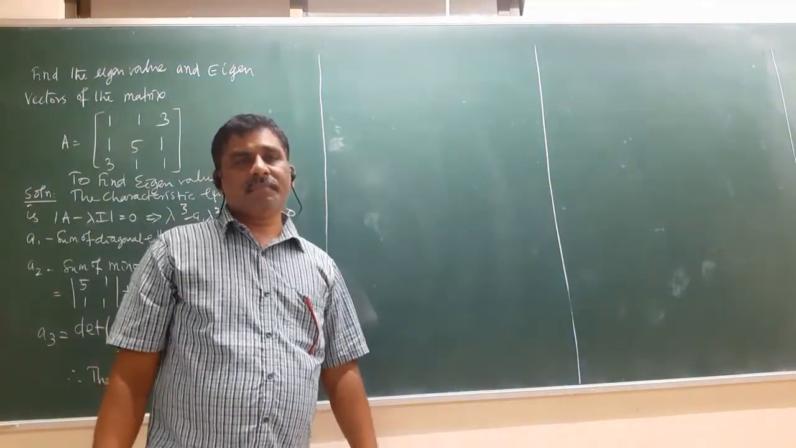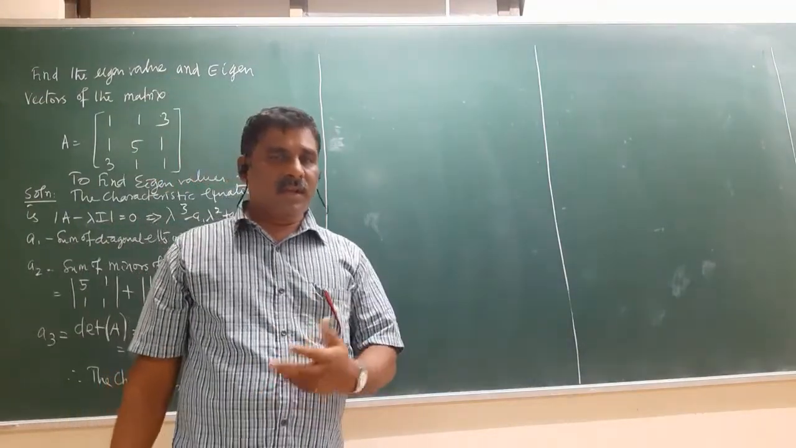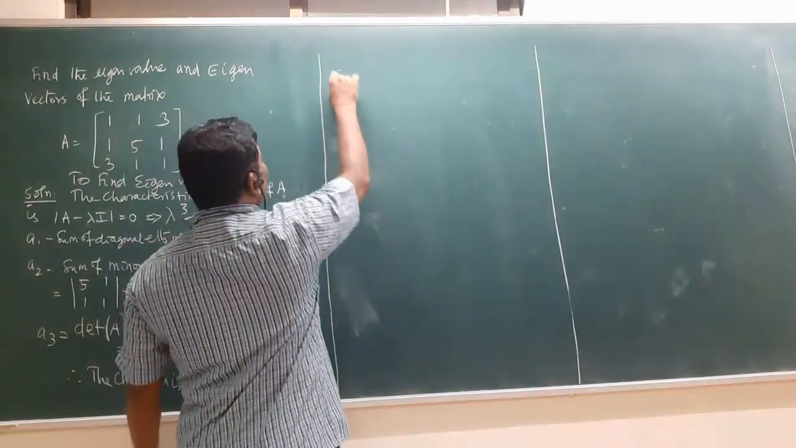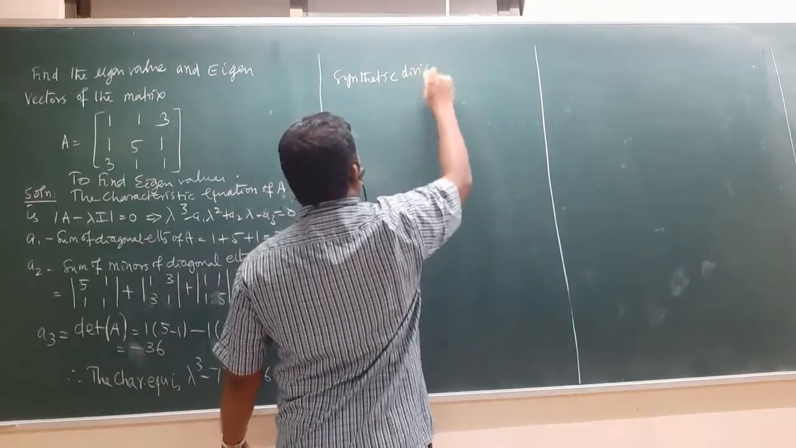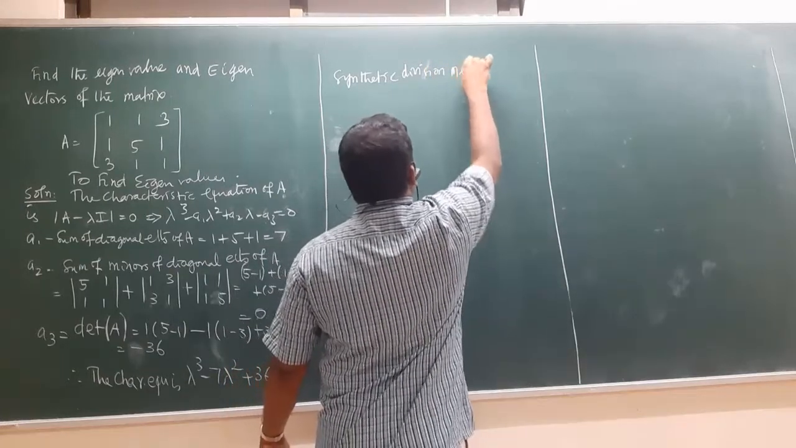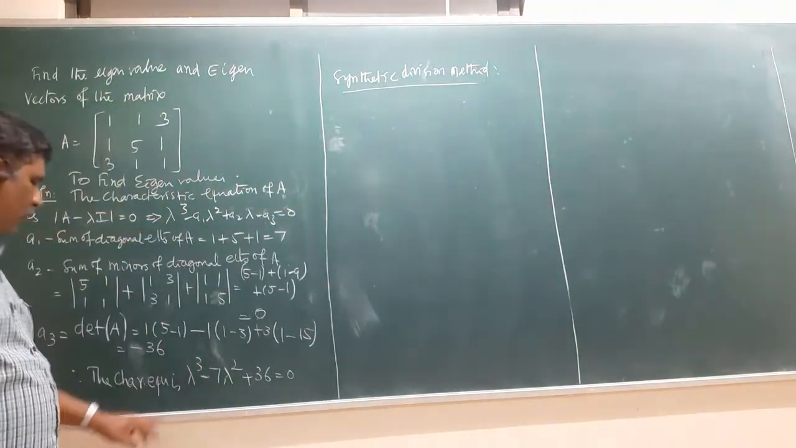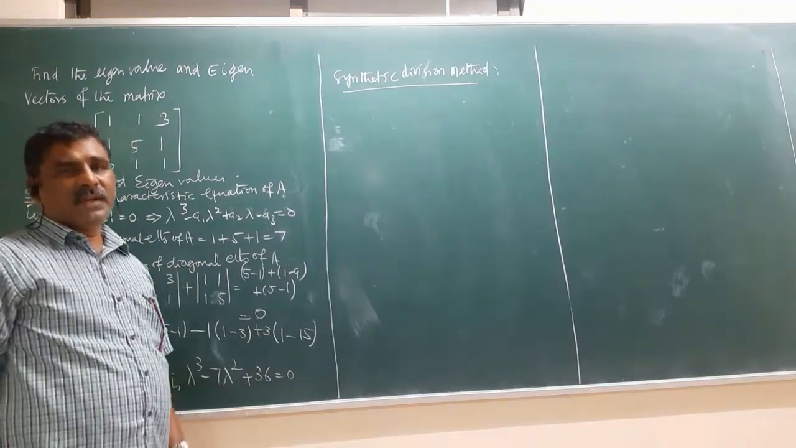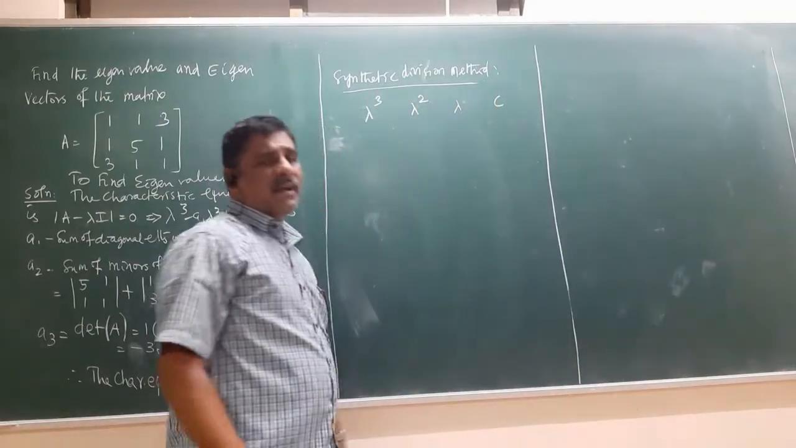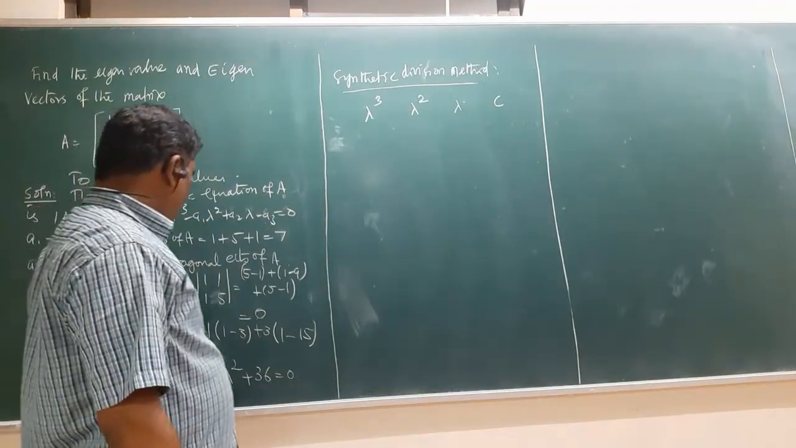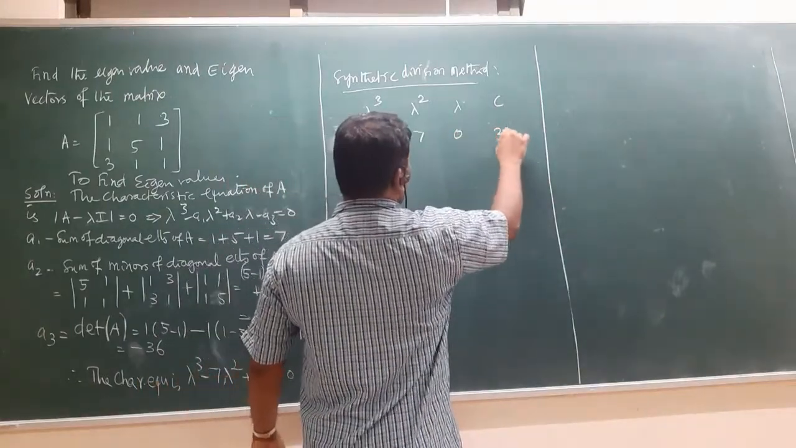How to solve this? To get the characteristic value or eigenvalue, you have to solve the characteristic equation. You have to use the synthetic division method. This is one trial and error method. Here lambda cube, lambda square, lambda and a constant value are there. Write the respective coefficients: 1, minus 7, 0, 36.